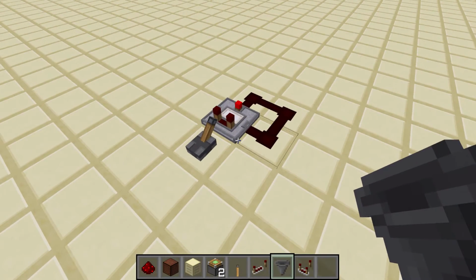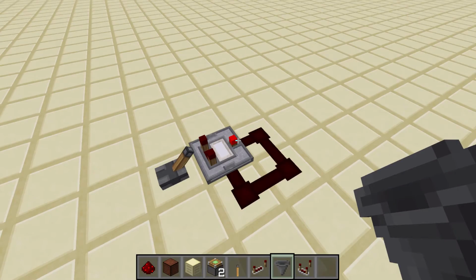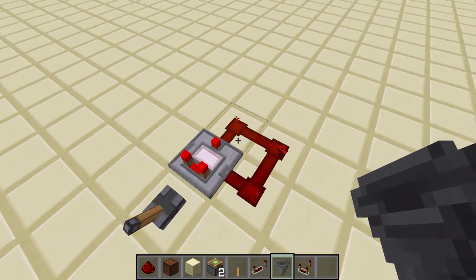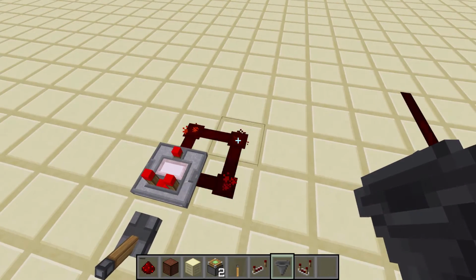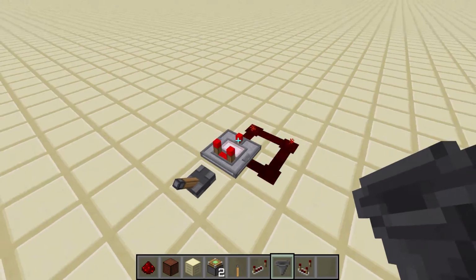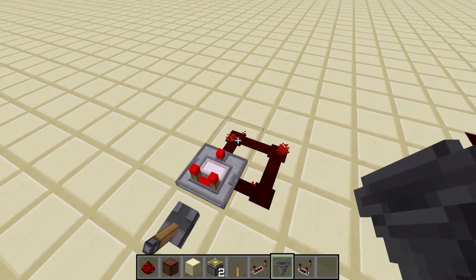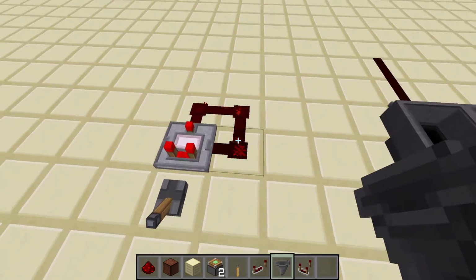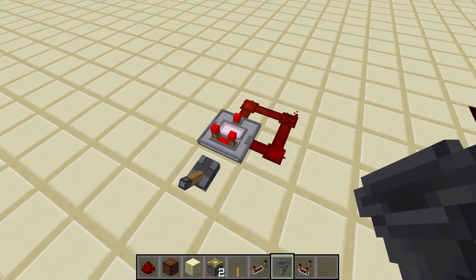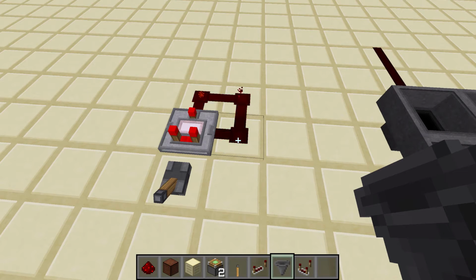Another pretty cool design is the comparator clock. It works with a comparator in subtract mode. It works because we input signal strength 15 on the back right here. We'll get 15 right here, 14 right here, and 13 right here. Then it will calculate 15 minus 13. 15 minus 13 equals 2. So we'll have signal strength 2 right here, 1 right here, and 0 right here. That means the signal strength there will be 15 minus 0, which will equal 15 again. Means we'll get signal strength 13 right here again.